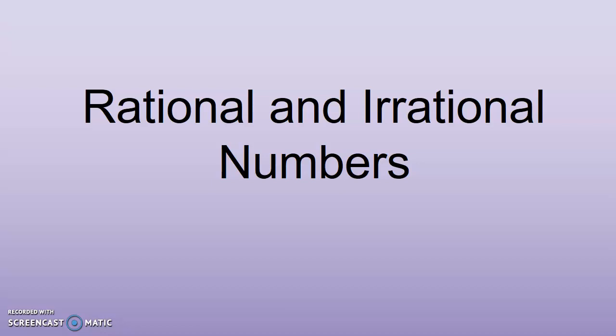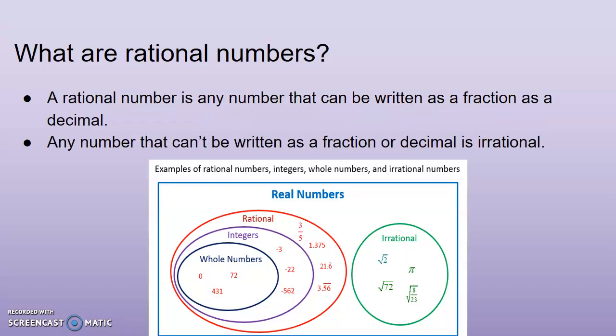So suppose you are just sitting in math class watching the birds out the window when your math teacher calls on you and asks you if 3 is a rational number or an irrational number. Well, what is a rational number? A rational number is any number that can be written as a fraction or a decimal, and any number that can't be written as a fraction or decimal is considered irrational.